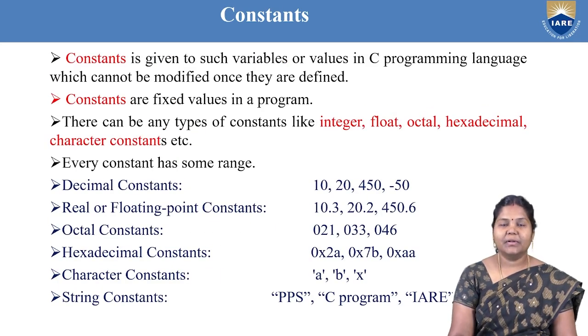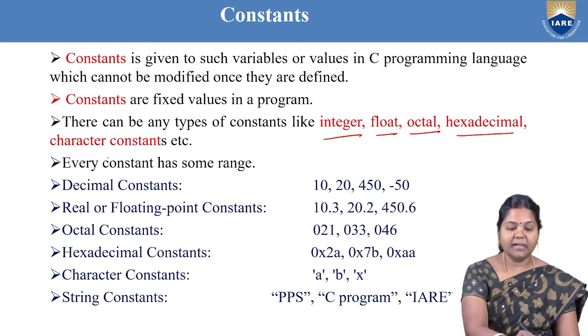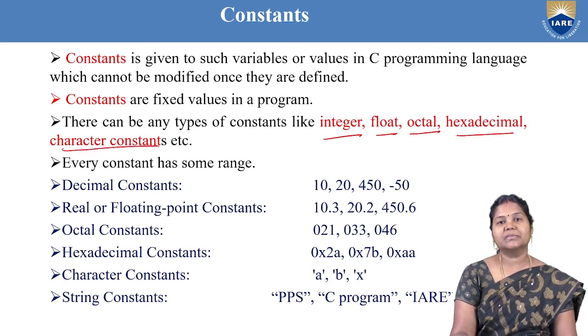Next, the token is called constants. Constants are given to any variable or values in any programming language whose value does not change throughout the program, or once defined, its value does not change. That's why it is called a constant. So, constants are simply fixed values in any programming language. Constants can be of different types. It can be an integer constant, a float constant, an octal, a hexadecimal, or a character constant. Different types of constants you can use in your program.